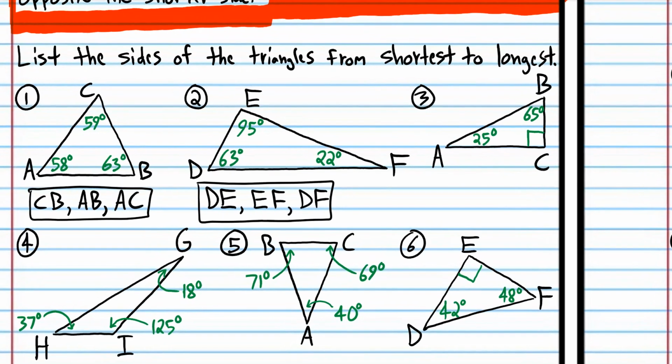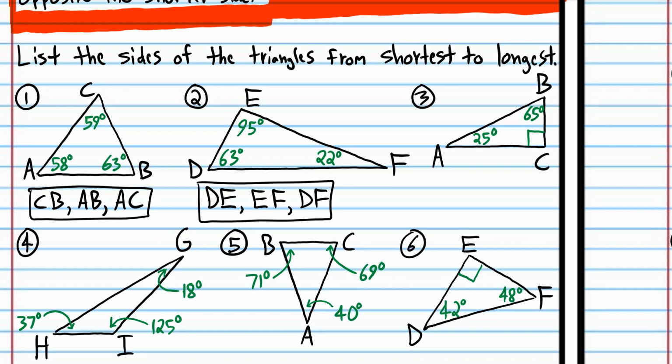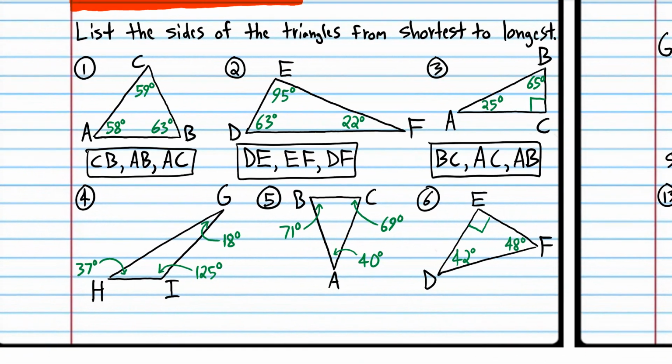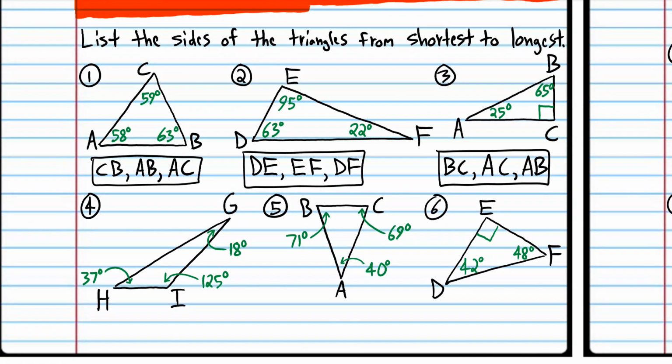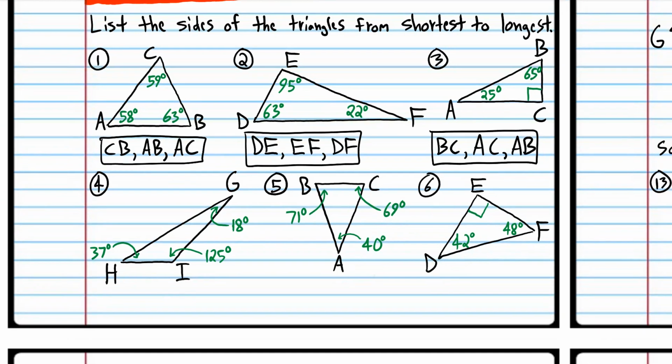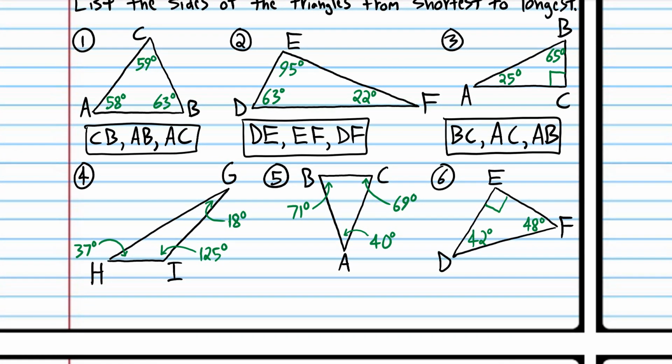We'll do one more of these together before you try one on your own. 25 is the smallest angle, so BC is the side opposite the smallest angle, so BC must be the smallest side. 65 is the next biggest angle, so the side opposite 65, AC, must be the next biggest side. And the only remaining side there is AB. It's opposite 90 degrees. So again, we're listing the sides of the triangles from least to greatest, or shortest to longest. So why don't you try number 4, and when you come back, we'll do it together.